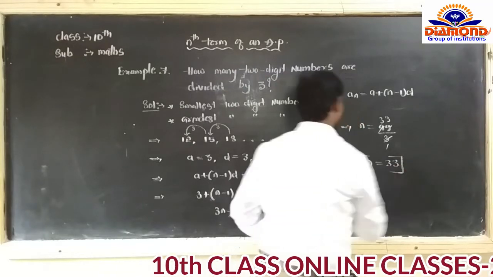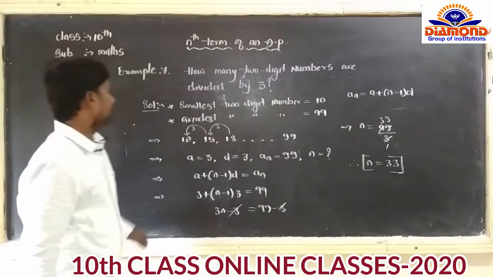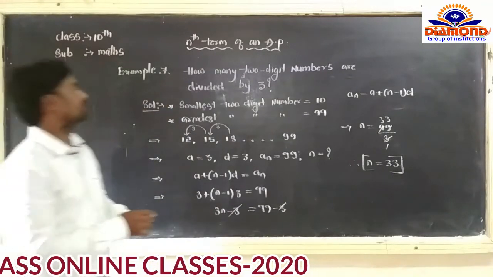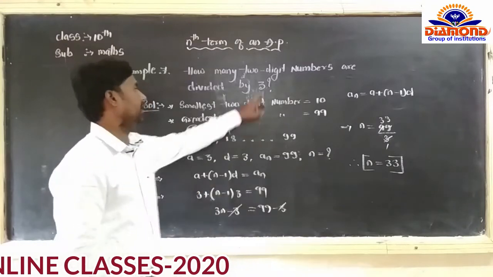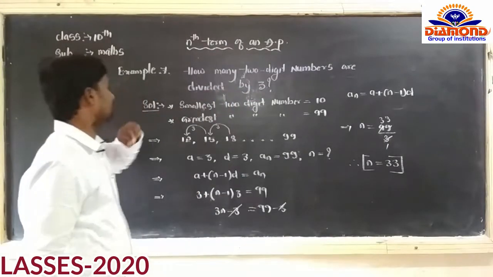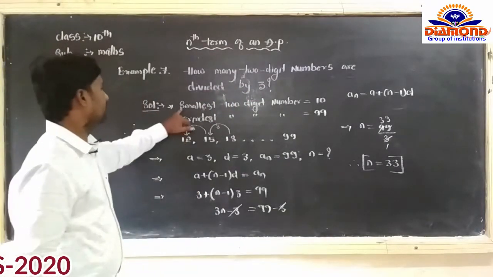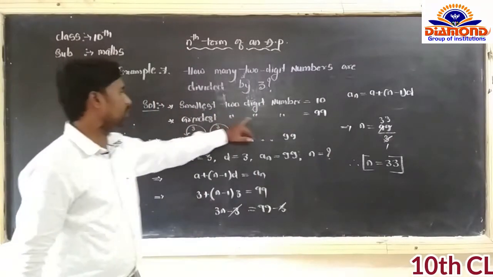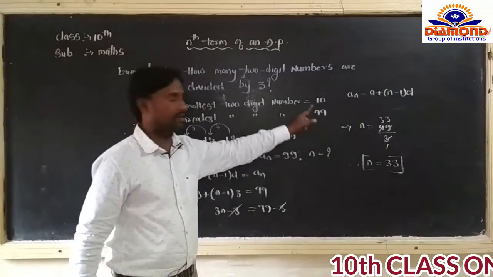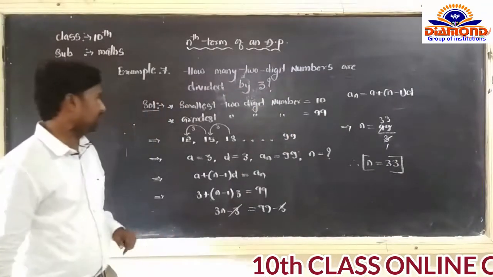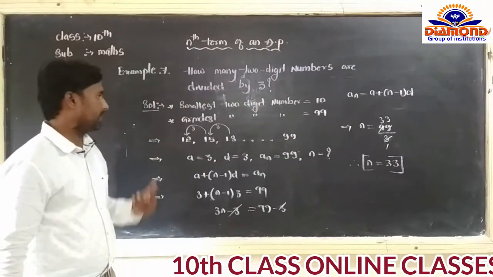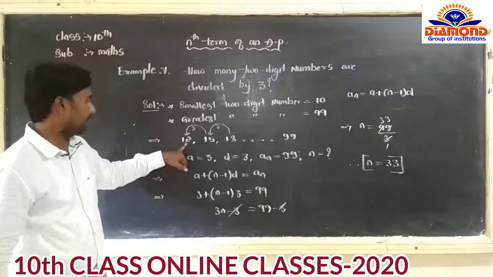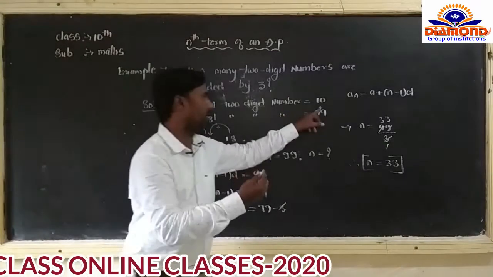Let us see once again. What is the question? Example number 7: how many 2-digit numbers are divisible by 3? First of all, we take the smallest 2-digit number, 10, and the greatest 2-digit number, 99. But 10 is not divisible by 3. So which number is divisible by 3? After 10, 11 is there.